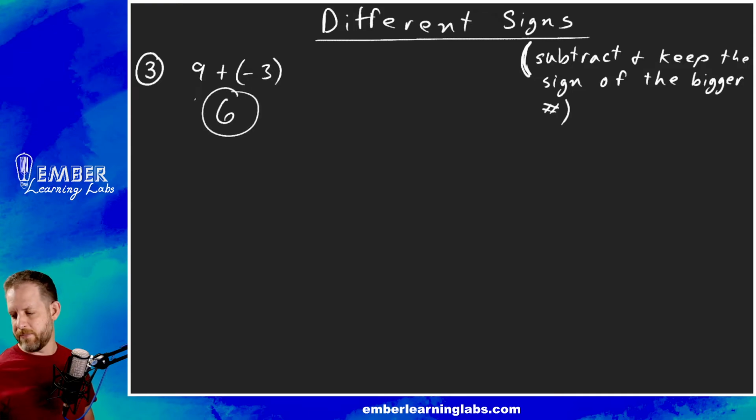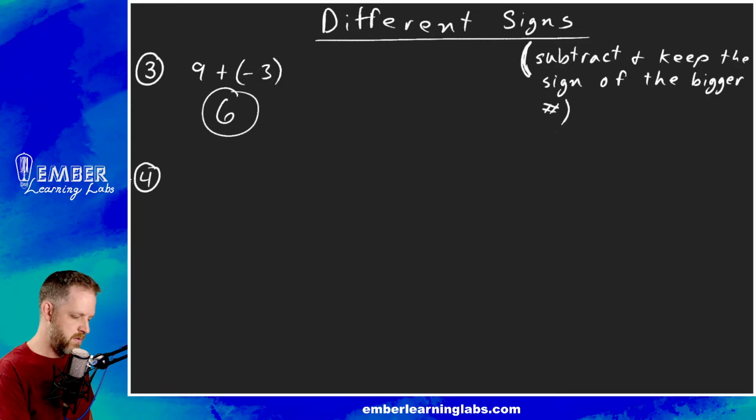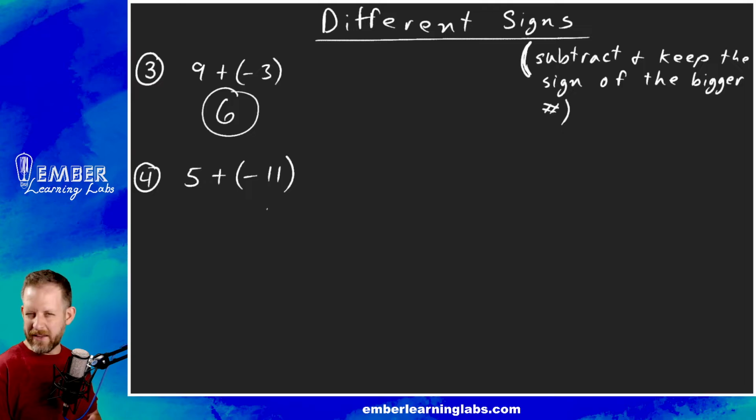Let's do one more example of ones like this, and then we'll do one that's a little bit more wild and crazy, and then we'll move on to the next thing in the next video. So example number 4 is going to be, let's say, 5 plus negative 11. All right, so we're going to subtract. We've got to do 11 minus 5, because we're going to subtract the smaller one from the bigger one. So 11 minus 5 is 6. And then we look back, and is 5 or 11 bigger?